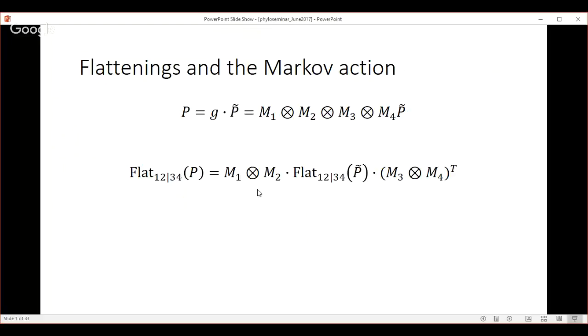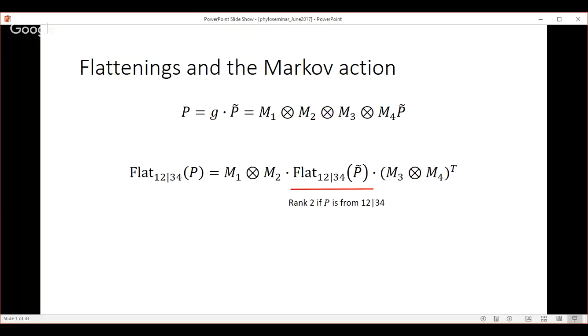What basically happens looks a little bit different. The things on the left of my flattening, so 1 and 2, appear in a Kronecker product on the left here, and the things on the right-hand side of the split that I'm flattening by appear on the right-hand side of my clipped tensor in a transpose, so using T for transpose there. But everything still follows through. I can write down a neat expression for how I get to my flattened tree tensor.